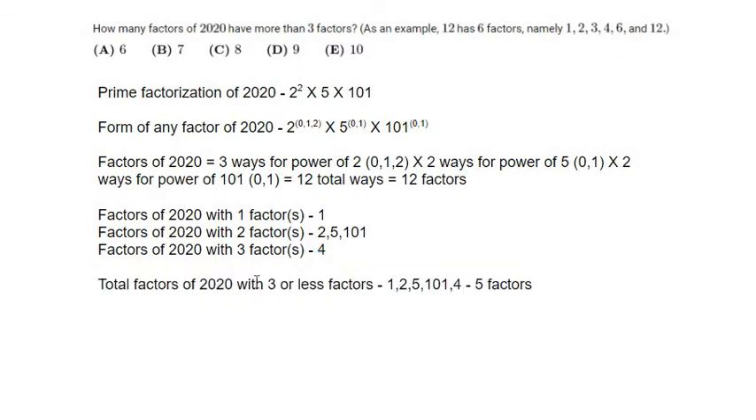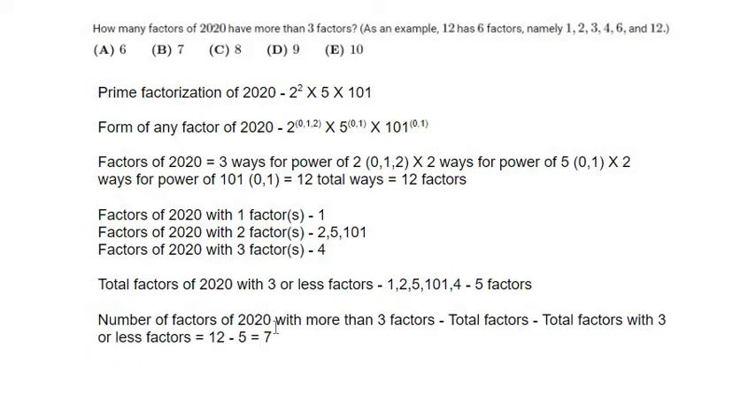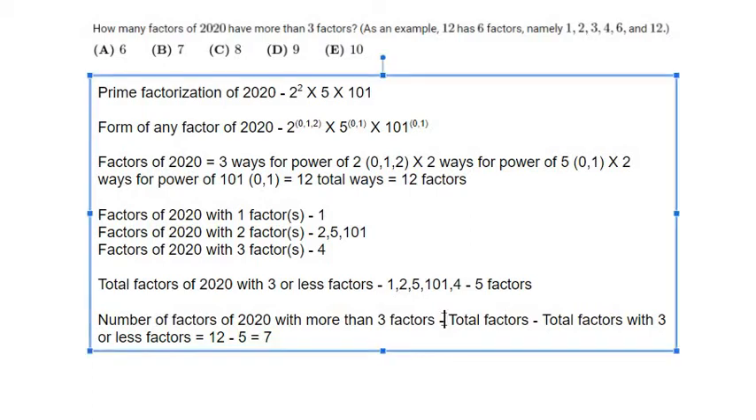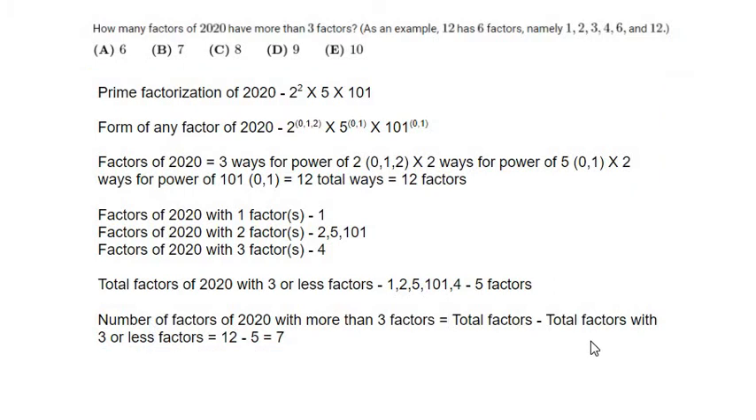Now, the total number of these factors of 2020 with 3 or less factors are 1, 2, 5, 101, and 4. Those are 5 factors. And to find the number of factors of 2020 with more than 3 factors, you have to find the total number of factors minus the total factors with 3 or less factors, which is 12 minus 5, which is equal to 7. So our answer is B, 7.